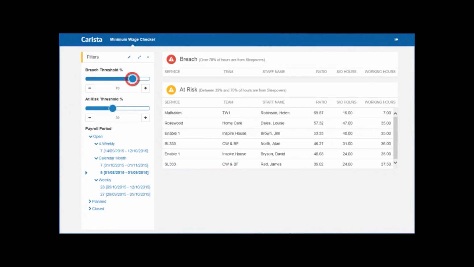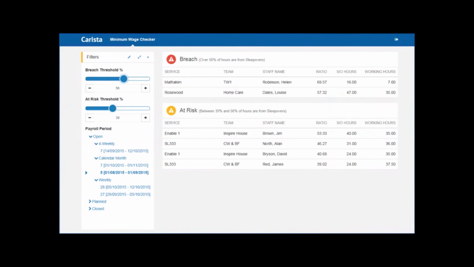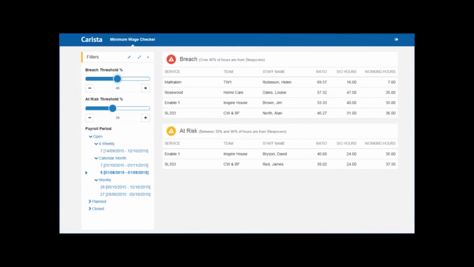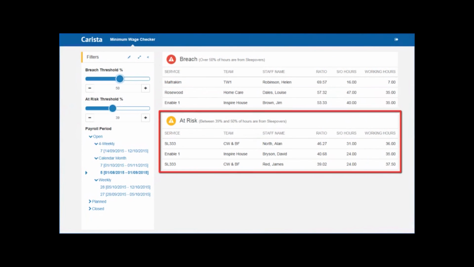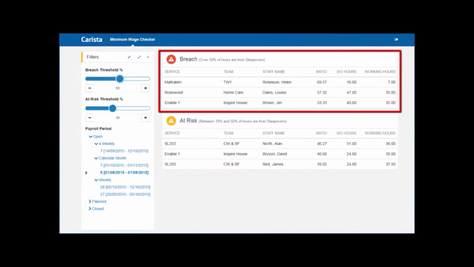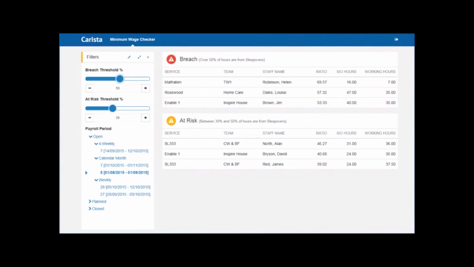The process can be repeated by adjusting the breach threshold, the ratio at which we have decided there is a problem. As this moves, we can see staff members moving from the at-risk list to the breach list. The Carista Wage Checker gives organisations a clear picture of what they need to manage in a new and challenging situation.